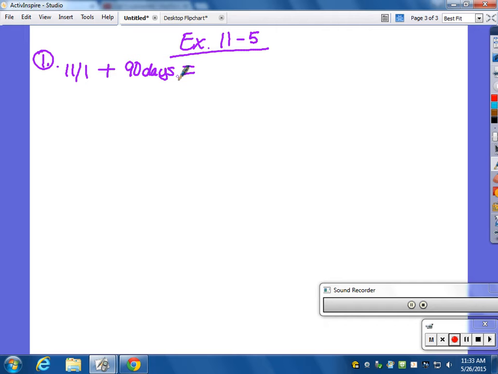So from November 1st to November 30th, how many days have passed? 30. From November 30th to December 31st, 31. That's 61. From December 31st to January 31st, how much? To get to the full 90, January 30th would be 29 days, since we're starting from November 1st. So the maturity date is January 30th. You don't count the day of.